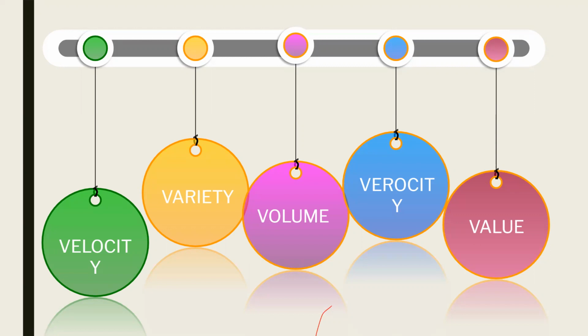Okay, perfect. Next comes variety. Shilja, go ahead. Pace of the data, how quickly data comes, or what is the pace of the data? Correct, that's velocity. Perfect. So we all understand that.